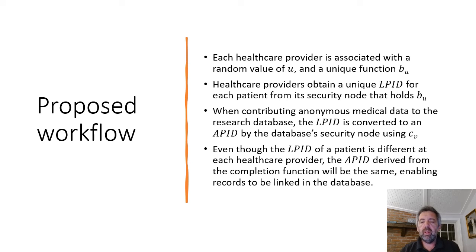We have proposed a workflow. Each healthcare provider will be assigned a random value of U and have a unique blinding function B sub U. The healthcare providers will obtain a unique LPID for each patient by querying their security node, which holds the blinding function B sub U. When contributing anonymous medical data to the research database, the LPID is converted to an APID by the database's security node using the completion function C sub V. And even though the LPID of a patient is different at each healthcare provider, the APID derived from the completion function will always be the same, which is the property that allows us to link records in the database.